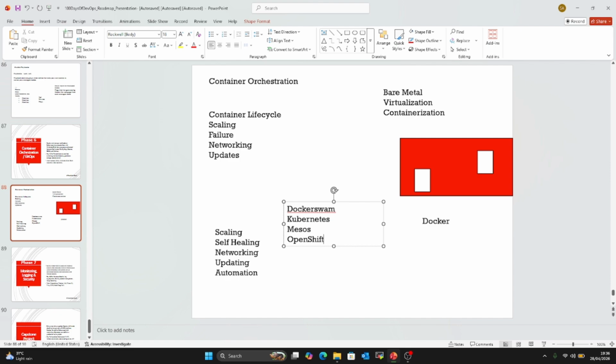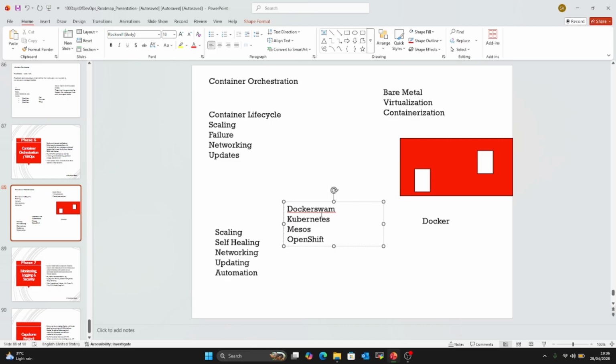I think I am aware of these four. I don't know if there are more. If there are more, you can call my attention to it or drop it in the comments. But I'm aware of these four. Now we know that Docker is like the number one container platform. So if Docker has Docker Swarm, why don't we go for Docker Swarm?